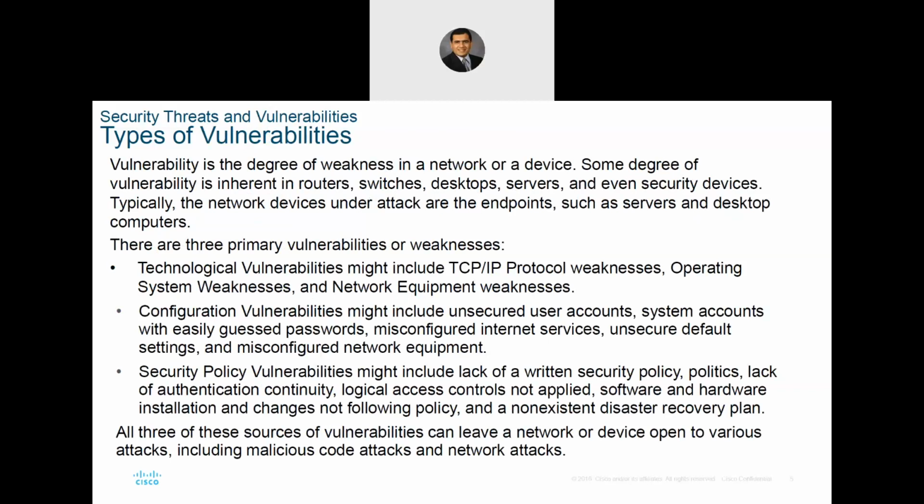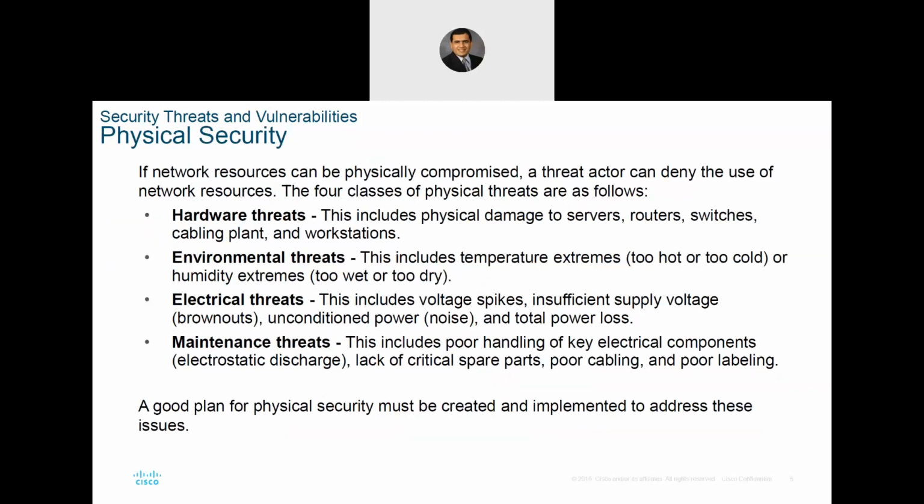When we talk about vulnerability, we have got three main kinds of vulnerability: technological vulnerability, configuration vulnerabilities, and security policy vulnerabilities. Besides that, a network resource can also be physically compromised. The most important thing is making sure that your equipment is physically secure, especially your intermediary equipment. When I say intermediary equipment, I'm talking about your switches and your routers, because if a person attacks that, it can do the maximum damage.